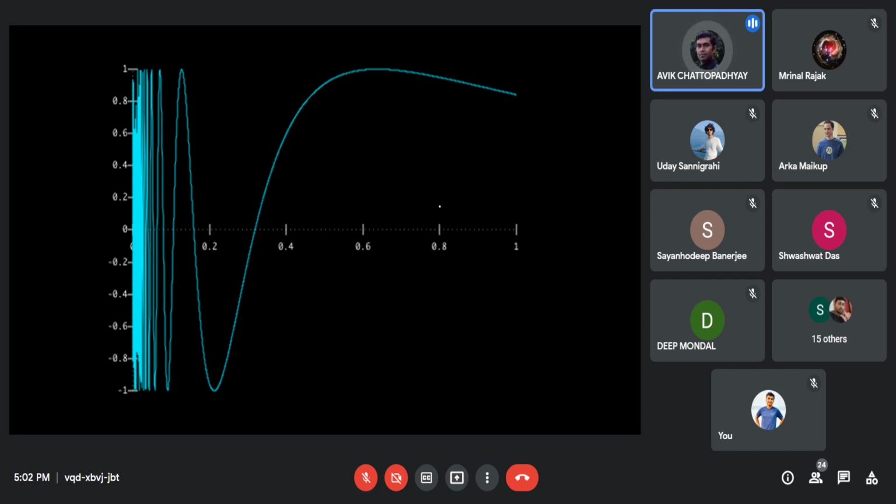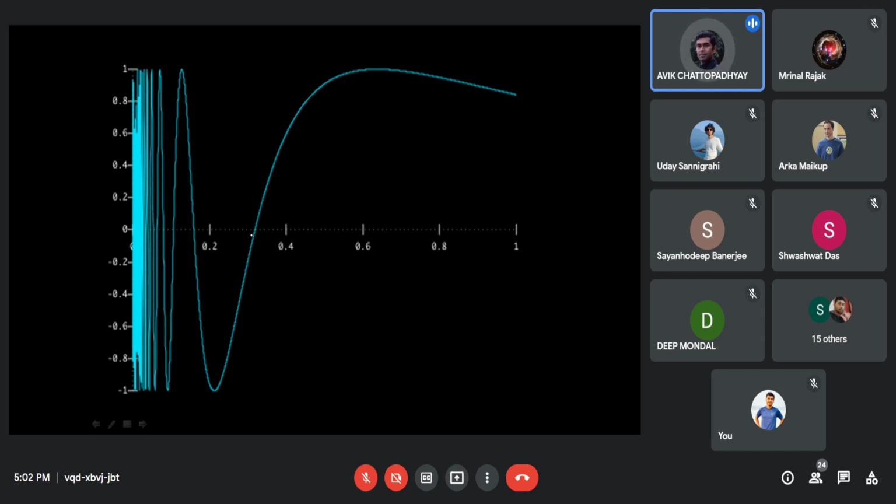What is the value of 1 by pi? 0.3, sir. Very good, 0.3 something. Look at where it is crossing the x-axis. Okay, somewhere closer to 0.3, or 0.32 or whatever.